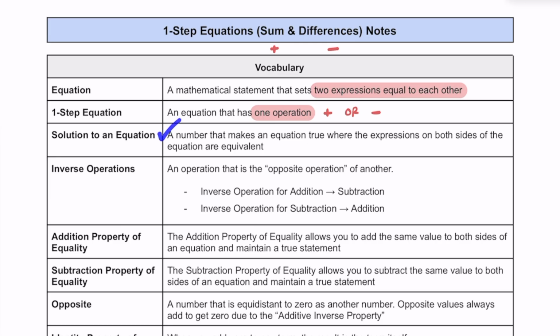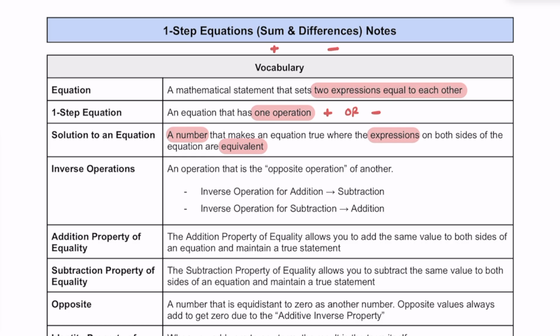What's a solution to an equation? This is basically a number that makes the equation true, where we can make the expression on the left side and the right side equivalent. So they're going to be the same value on both sides. We have a left side and a right side, and when they're equal to each other, that means we found a solution for the equation. So if we find a number that makes it true, that's the solution.